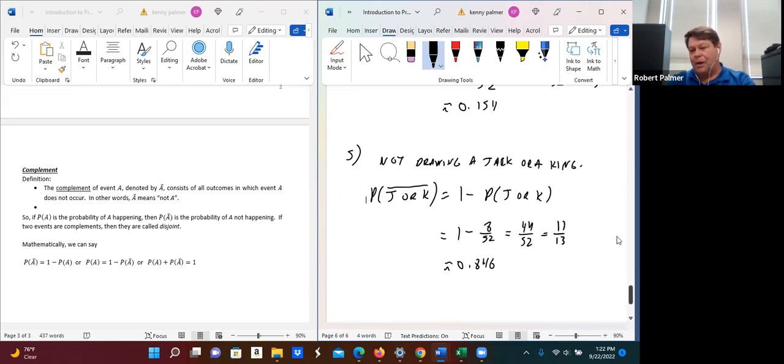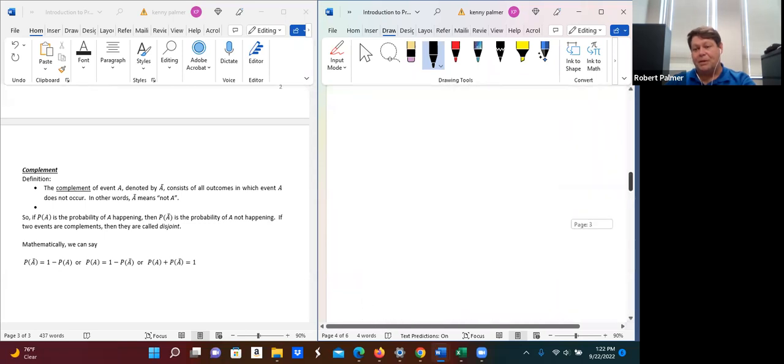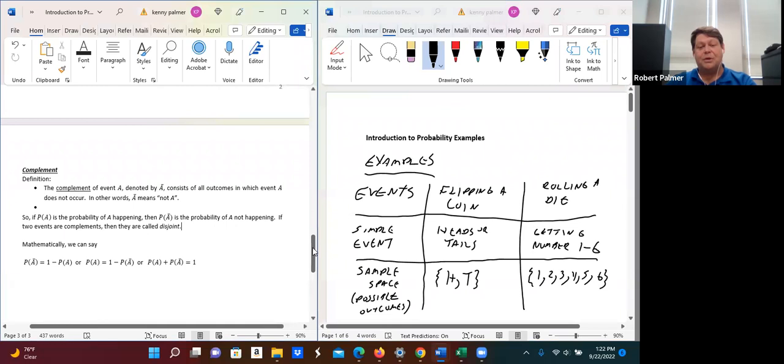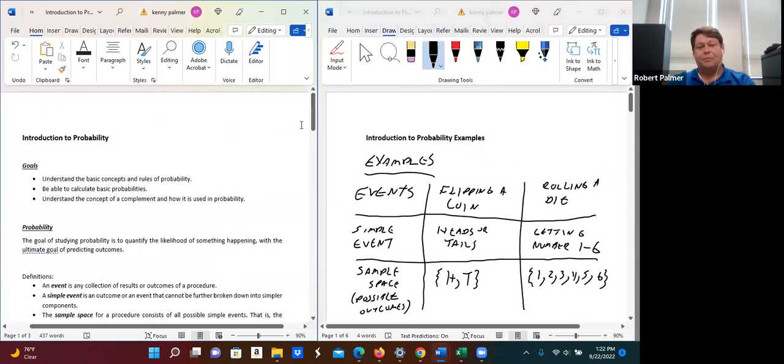Okay, so what we learned today are the basics of probability, the basic concepts, definitions, how to calculate basic probabilities, and also understand the range of probabilities, the law of large numbers, and also how complements work.